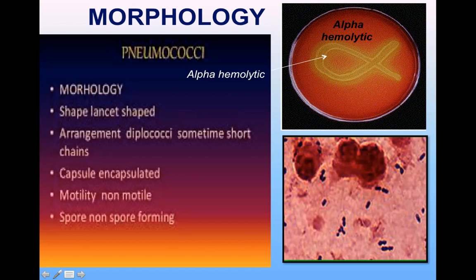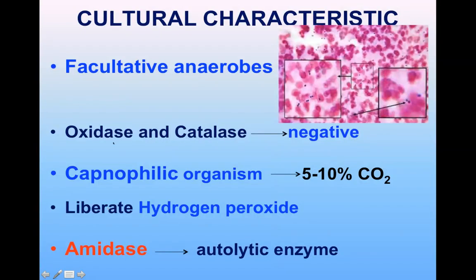So they are capsulated, and on the basis of capsule, 84 serotypes have been identified. They are non-motile and they are non-sporing. Regarding their cultural characteristics, they are facultative anaerobes. Now, what do you understand by this term facultative anaerobe? We have been discussing this repeatedly in the previous lectures. It means that they can grow both in the presence and absence of oxygen.